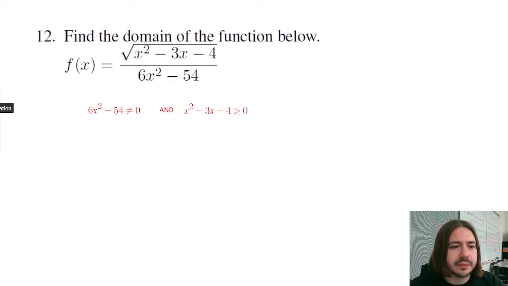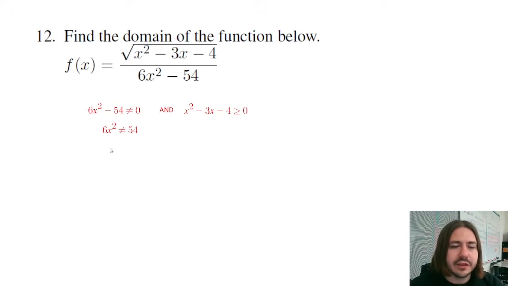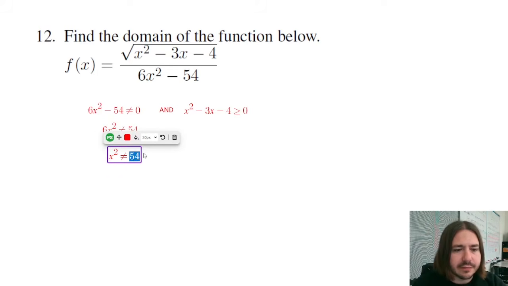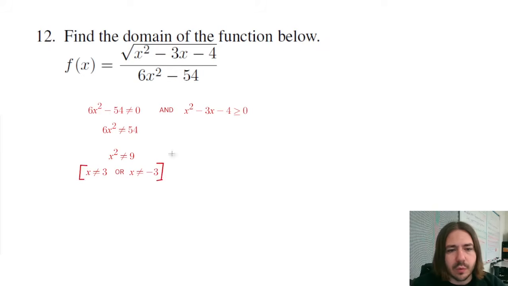So let's start solving. On this left-hand one, I'm going to add 54 to both sides, and then I'm going to divide both sides by 6. 54 divided by 6 is 9, so x squared can't be 9. If x squared can't be 9, that means that x can't be either positive 3 or negative 3. Now I do want to be careful with my logical operators here. This is one complete statement. X cannot be 3 or negative 3. When I join this with the other statement, I need to find the x values that satisfy both.